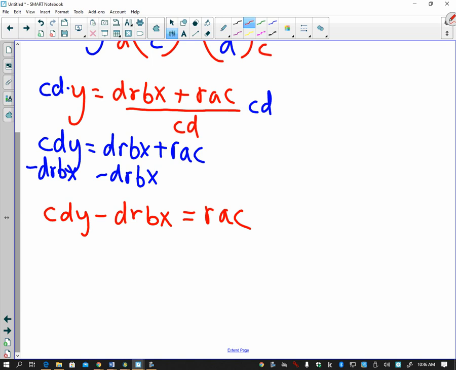Factor out the D. All right, it's like I got RoboCop helping me out here. Factor out the D. It's like, thanks, Batman. All right, factor out the D. So we take the D out, and then what am I left with in the first term? CY. CY minus RBX equals RAC.